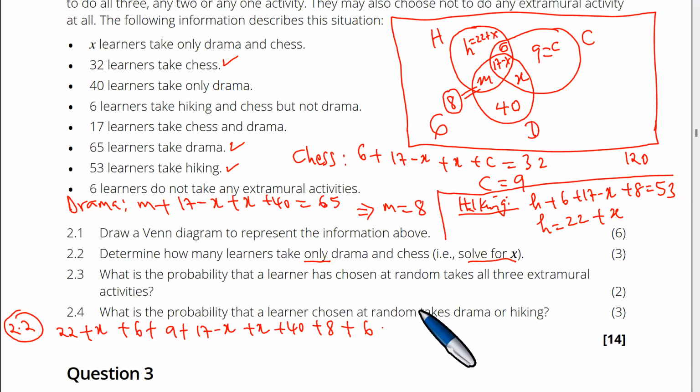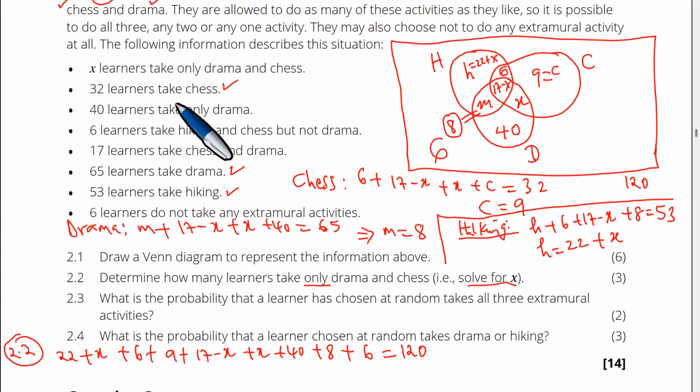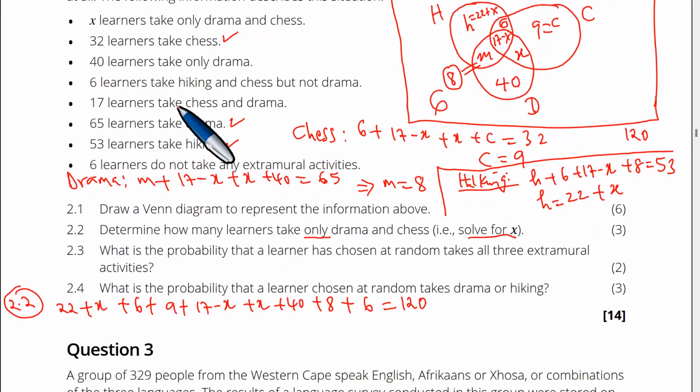And then if you add all of them, we're dealing with a total of 120 learners here, because that's what they told us in the question. They said at the top here, 120 grade 11 learners. So we have these learners there. What do we do with this now? If you add all of them, you get 120. And so you need to solve for x. You have minus x 0, and then you're left with only a single x.